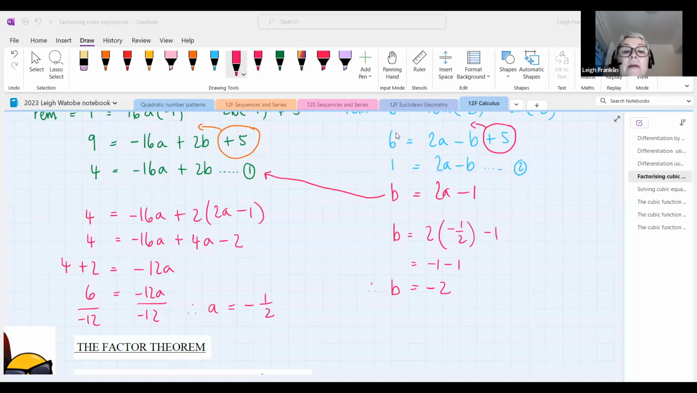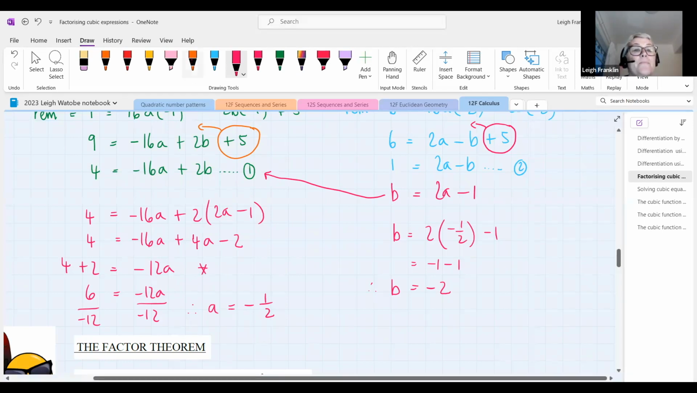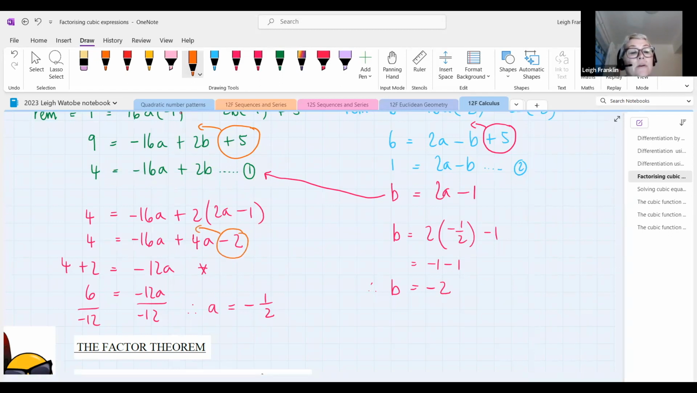Palesa, please explain the -12. You mean over here, Palesa? What I've done is I've taken that 2 over to the other side, so I've added 2 to both sides of my equation. I've got 4 plus 2 on the left, which gives me 6, and -16a plus 4a gives me -12a on the right. That's it. Thanks, Yolanda. Perfect.